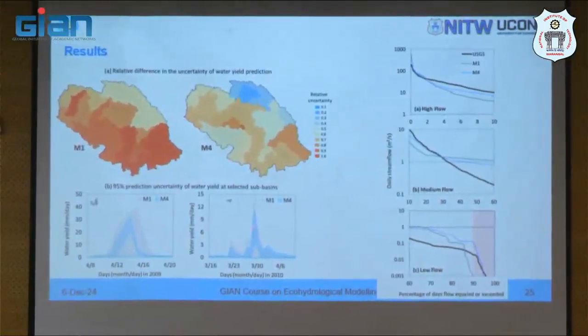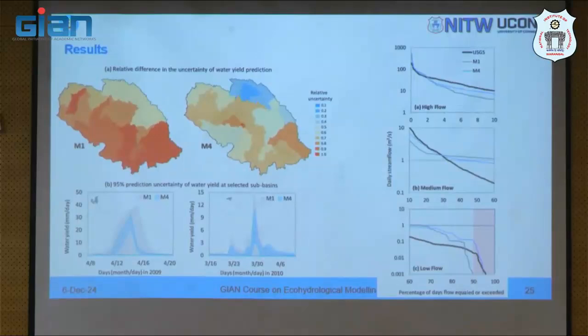And coming to the uncertainty, when we say that we are reducing the equifinality, this is M1 and M4, this is a relative difference in uncertainty in water yield production. The lighter colors, that is the blue, indicates low and the red indicates large. So, as you can see here, compared to M1, the uncertainty has reduced. That is also available in your stream flow hydrograph. If you have the uncertainty band, M1 is quite large as compared to M4. So, the M4 band has also decreased, right.